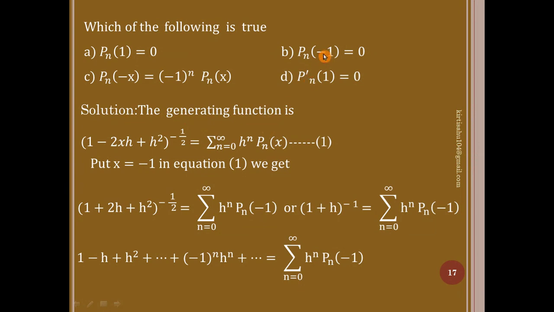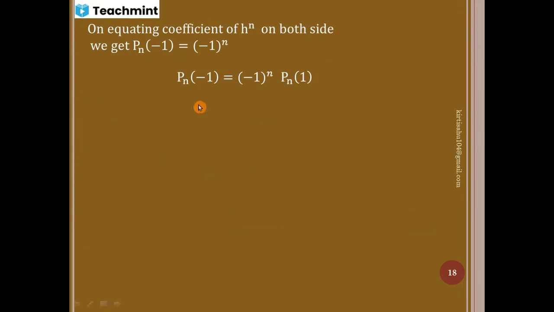Now as I want Pn of minus 1, so let's put x is equal to minus 1 in equation 1. So what we get? So when I put x as minus 1, this will become 1 plus 2h plus h square to the power minus half is equal to, simplifying and collecting, then again comparing coefficient of h to the power n on both the sides, which we have done earlier. What you will find? You will find that Pn of minus 1 is minus 1 raised to power n.